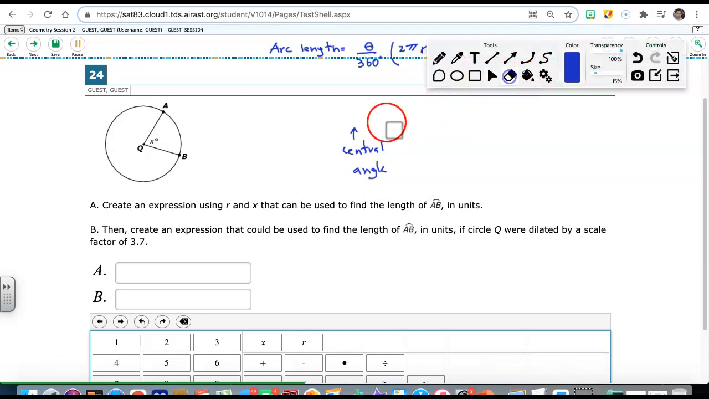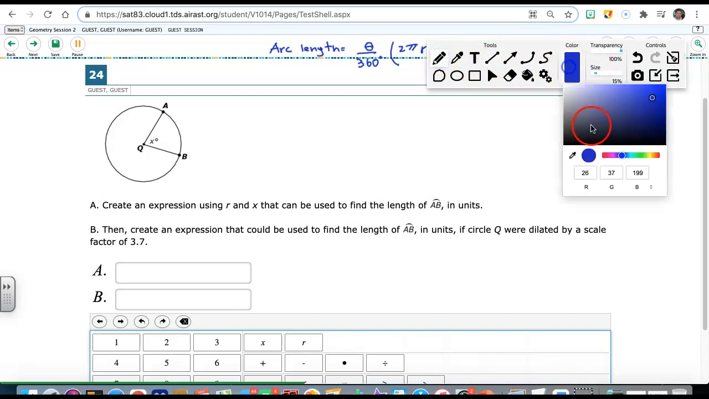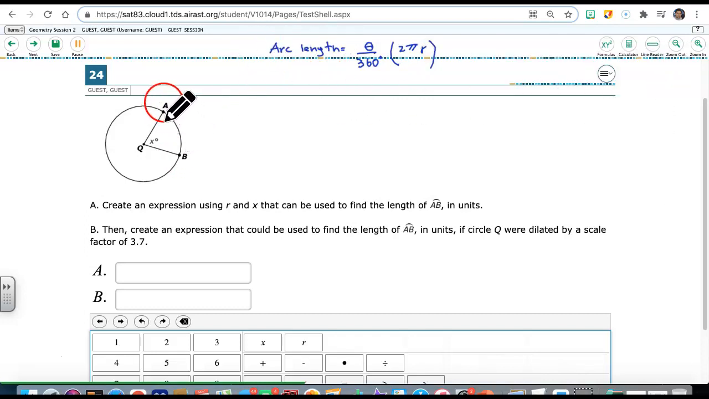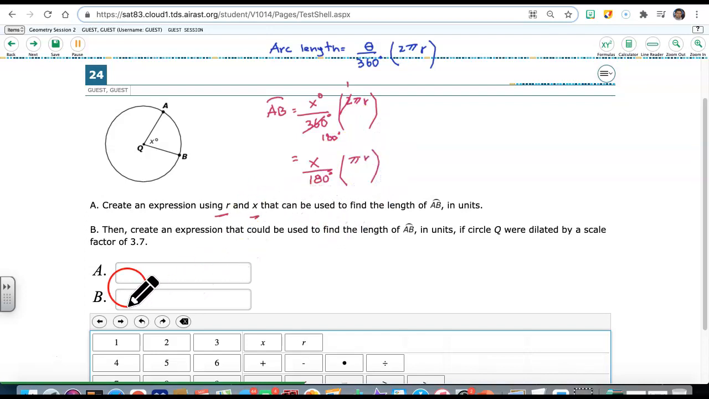Alright, so let me erase this real quick. Okay, and let's get our red. So I'm going to find the arc length of AB. AB is equal to theta. Theta is the central angle, which is x degrees, divided by 360 degrees, times 2 pi radius. 2 pi, and the radius is r, and x with the degrees. Can I reduce this? Yes, I can. This 2, I can divide by 2 on the top, which is 1, and divide by 2 on the bottom, which is 180. So I reduce the 2 on the 360. So here I'm going to have x divided by 180 times pi r.